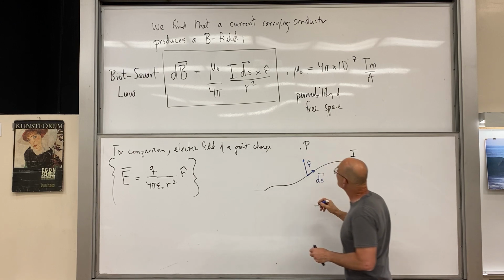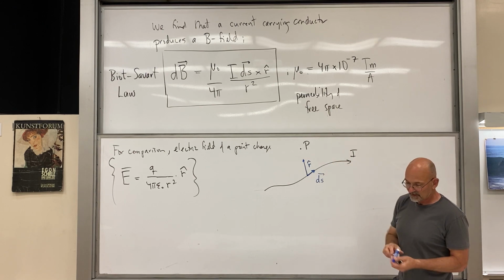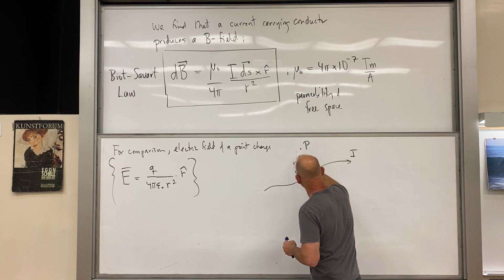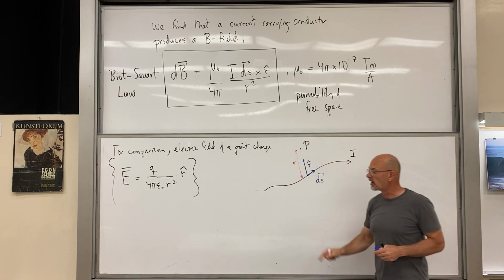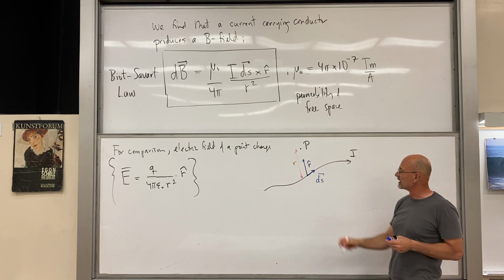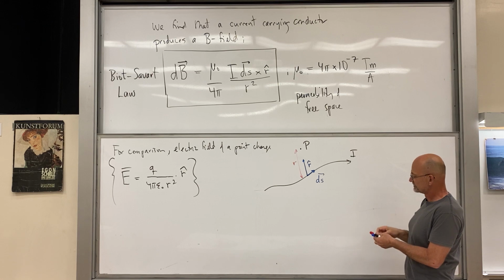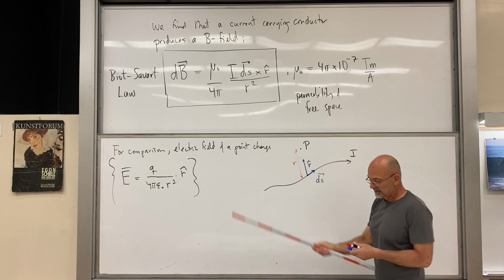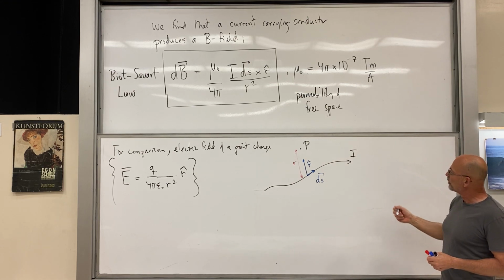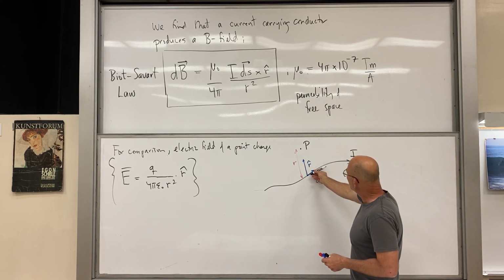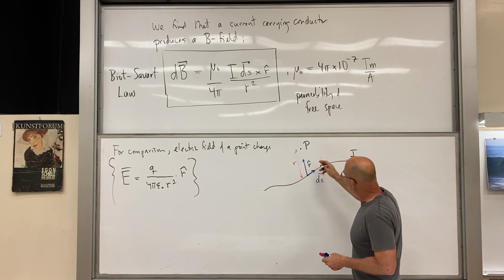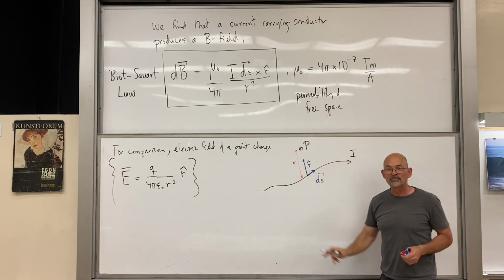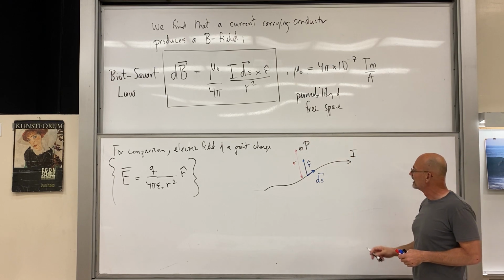This is R hat. The distance to this point, of course, is R. R hat is the unit vector that just gives us the direction. So that's what's in there, R squared ds R hat. And having said that, what is this cross product? Well, ds cross R hat means that the field is coming out of the board at that point.